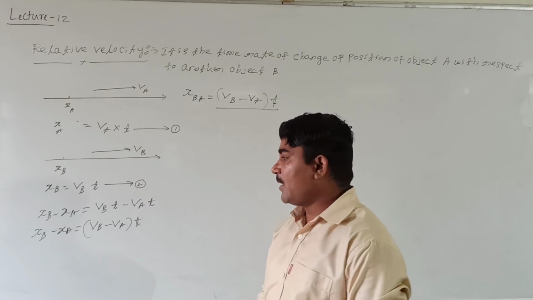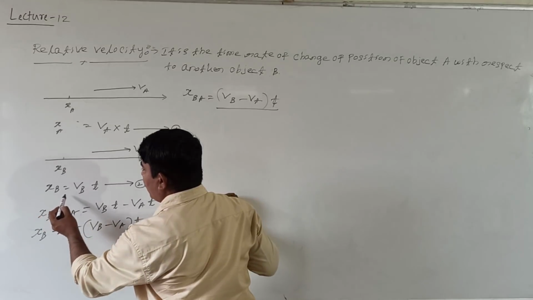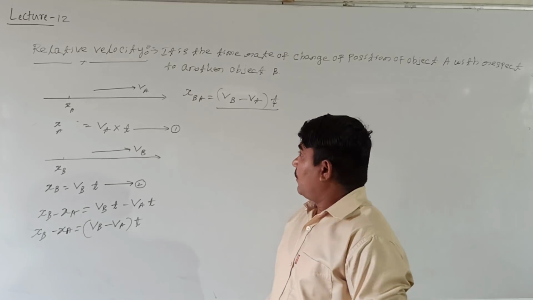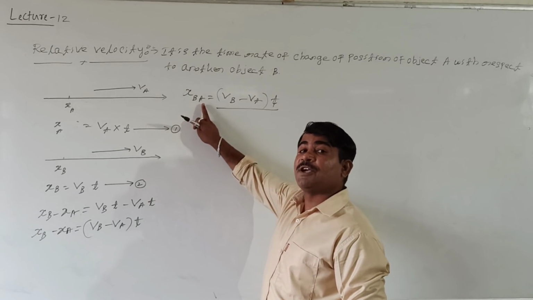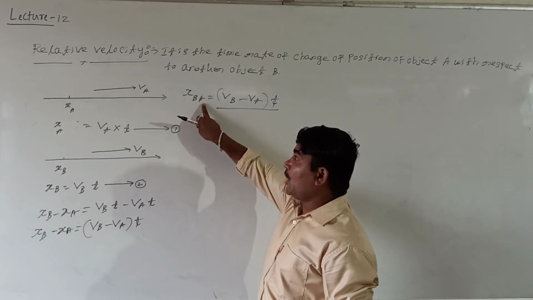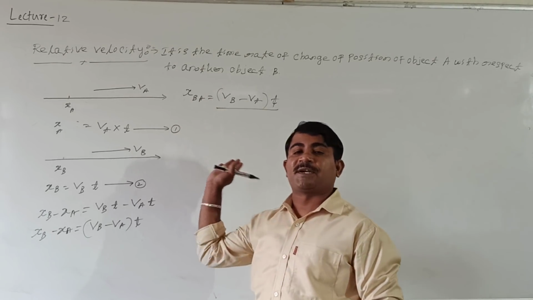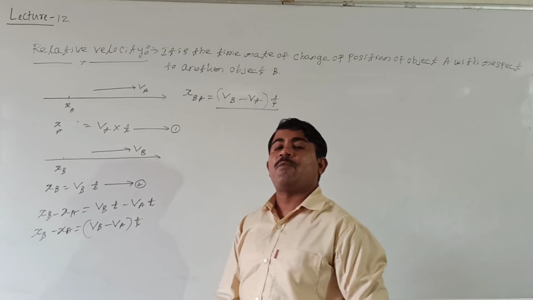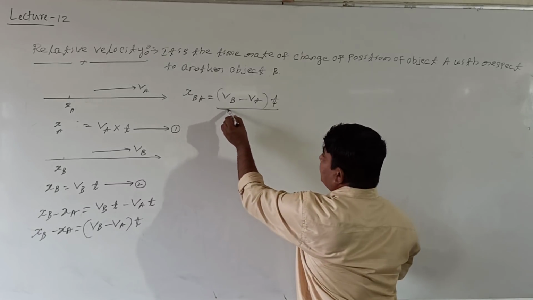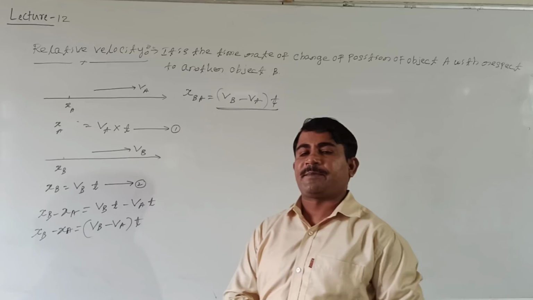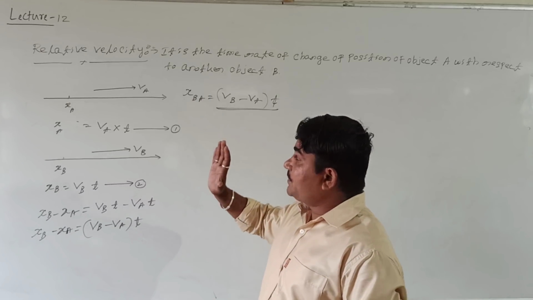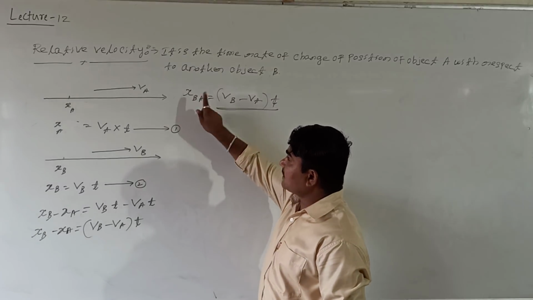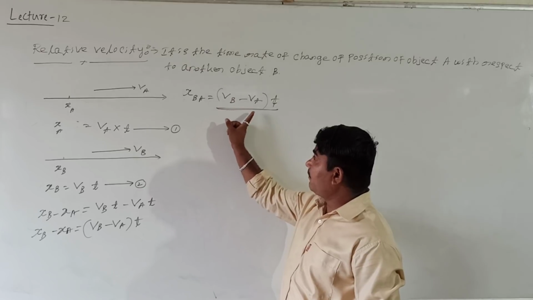Actually, what is the distance traveled by the body B? Distance traveled by the body B, xb, equals Vb into t. But what is the meaning of this? The time rate of change of position of object B with respect to object A. I mean, when object A sees object B, how much displacement changes? This much displacement will change. Similarly, when object B sees object A, what happens? Object B sees object A by this much displacement.